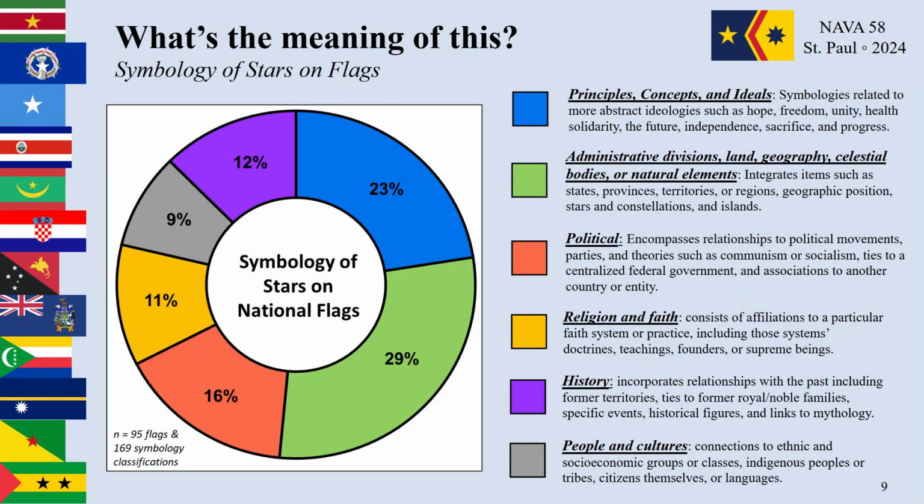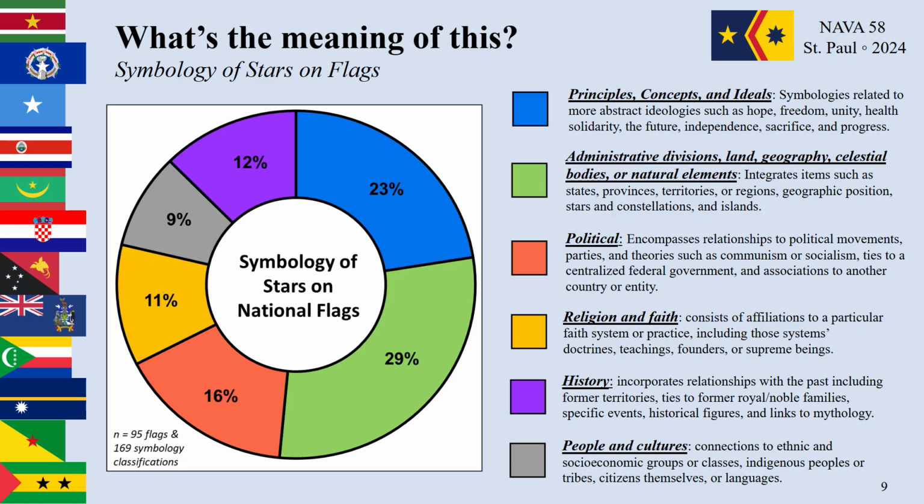Switching gears a little bit, I tried to add some quantification to something that's highly qualitative. That's the symbology of stars on flags. Admittedly, this is inherently nuanced. It's admittedly subjective, presents complex and sometimes competing historical, idiomatic, and often localized connotations.